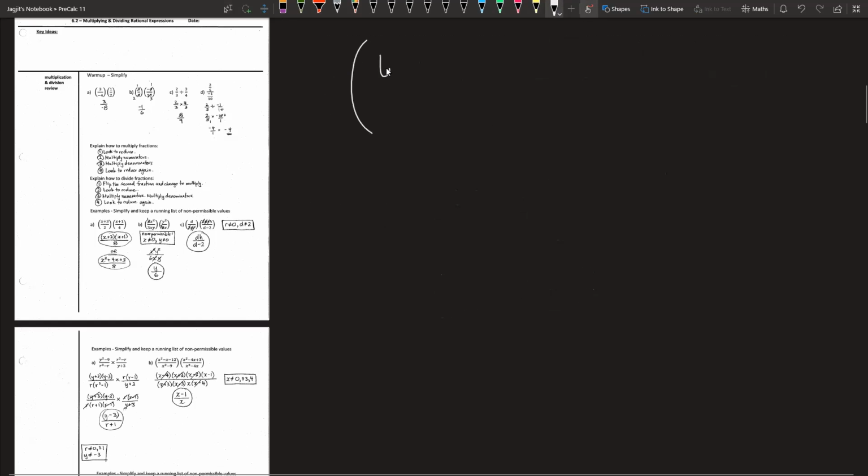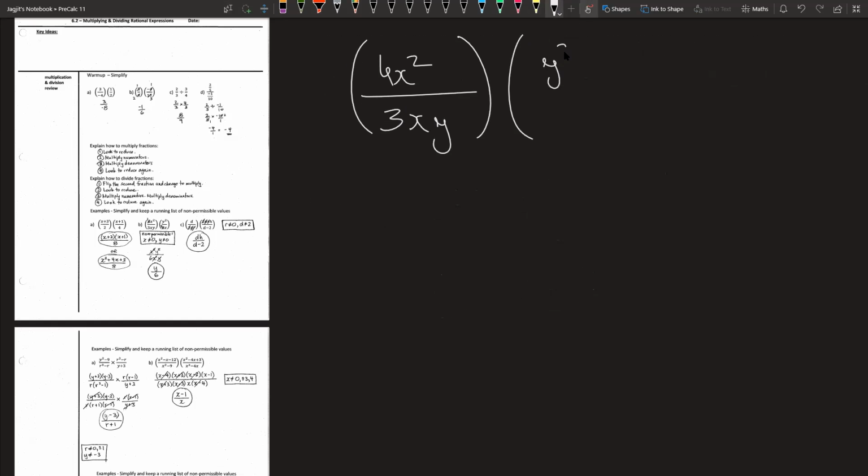So next up, I have 4x squared divided by 3xy. We're multiplying that by y squared divided by 8x. Okay, so let's try to see what can be canceled. Guys, look at this. I've got x squared at the top. X times x at the bottom is going to be x squared as well. So this x squared will cancel with both the x's here. Now I have y squared at the top and y at the bottom. This y is going to cancel with y squared, and you'll be left with just one y.